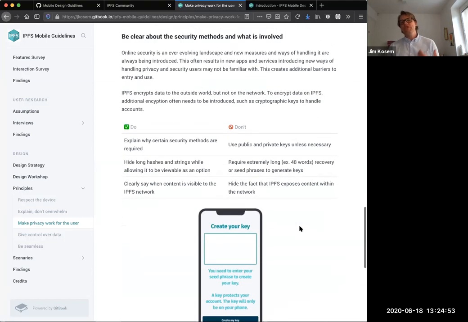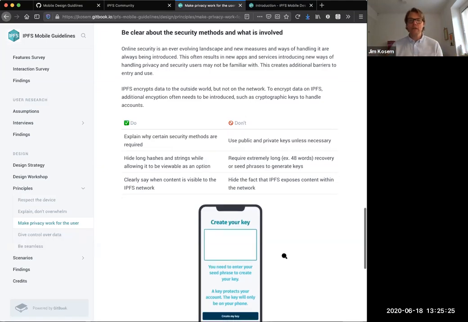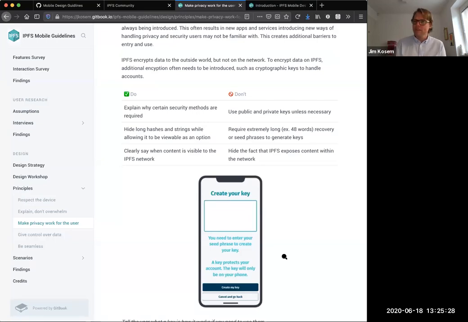And being clear about what the security methods that were involved is also terribly important. So this we looked at from various blockchain apps and peer-to-peer apps, in particular ones that use some sort of chatting or community stuff, because a lot of them relied on having keys and recovery keys. And 48 words is a lot to save or write down somewhere, so we looked at ways around that and making this as easy as possible. And if you're going to require somebody to write something down on a piece of paper or to save it in a text file, you have to communicate what exactly is happening, because you can't assume that they're familiar with this.